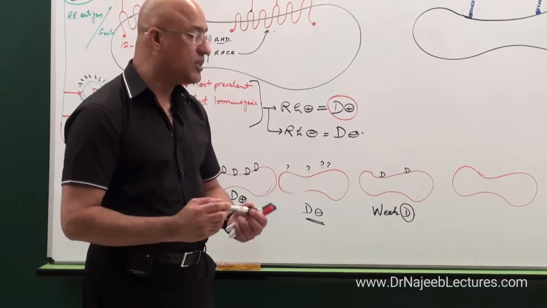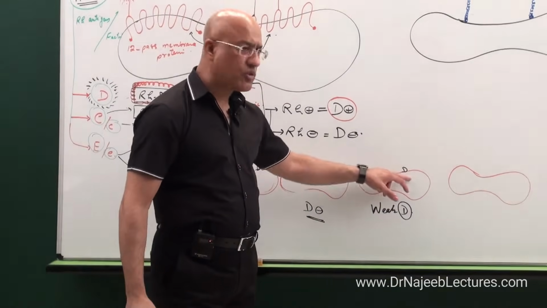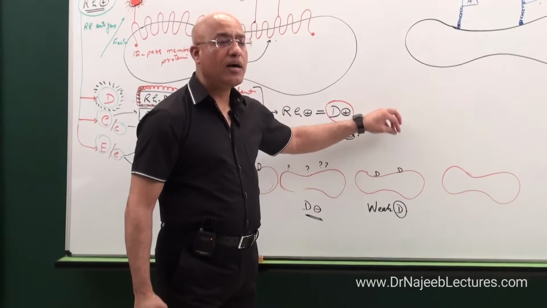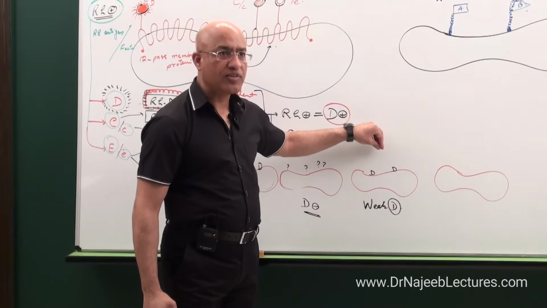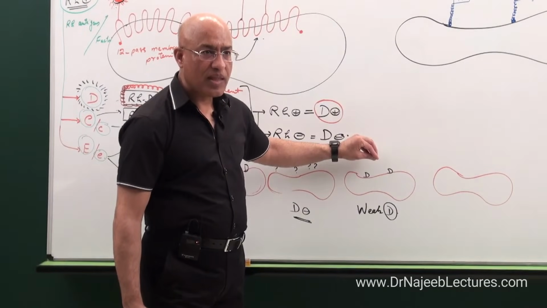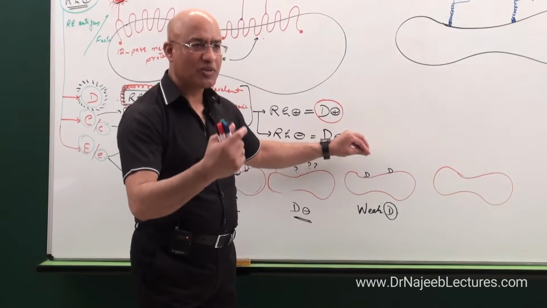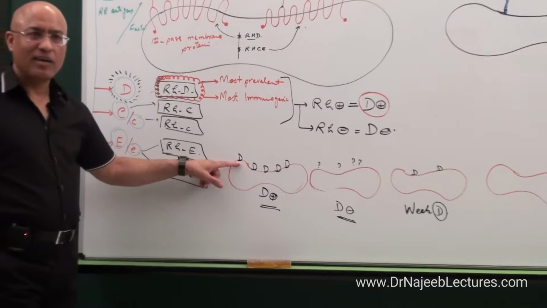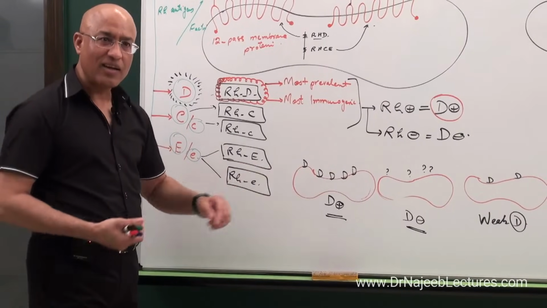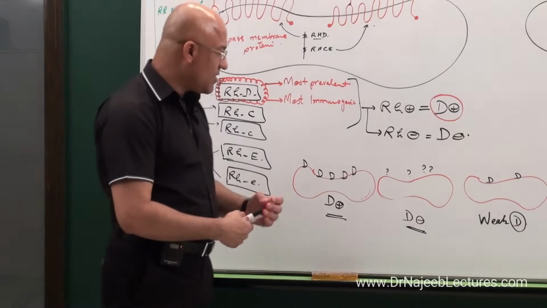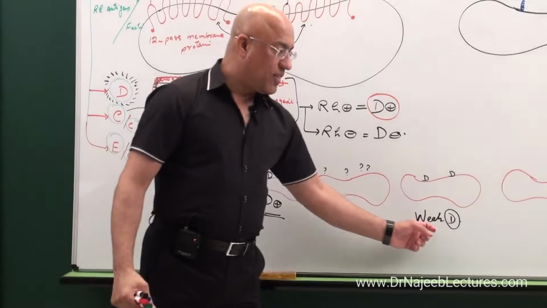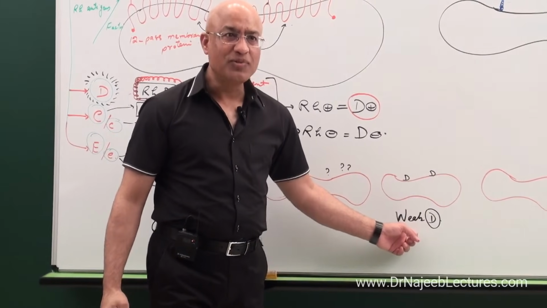Why are we talking about weak D? Because sometimes weak D people have very few D molecules, and they may sometimes not be detected by some of the available antisera. So let's suppose D antigen means dog. There are so many dogs in D positive, no dogs in D negative, and few dogs in weak D.